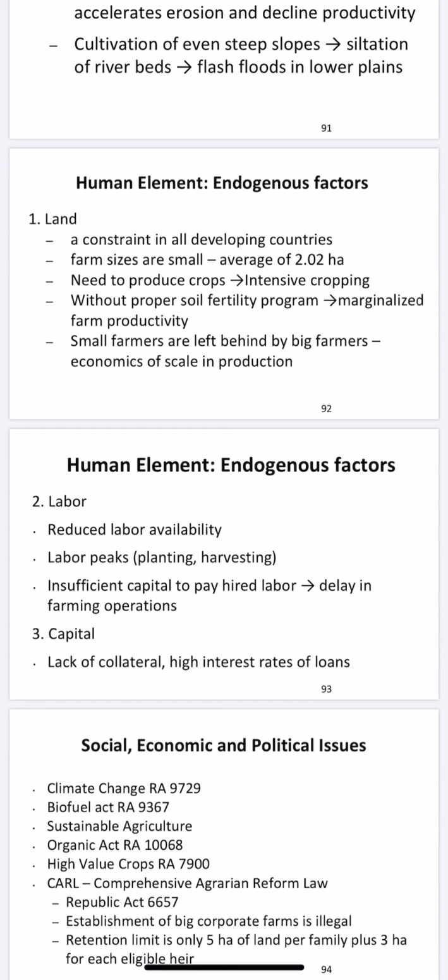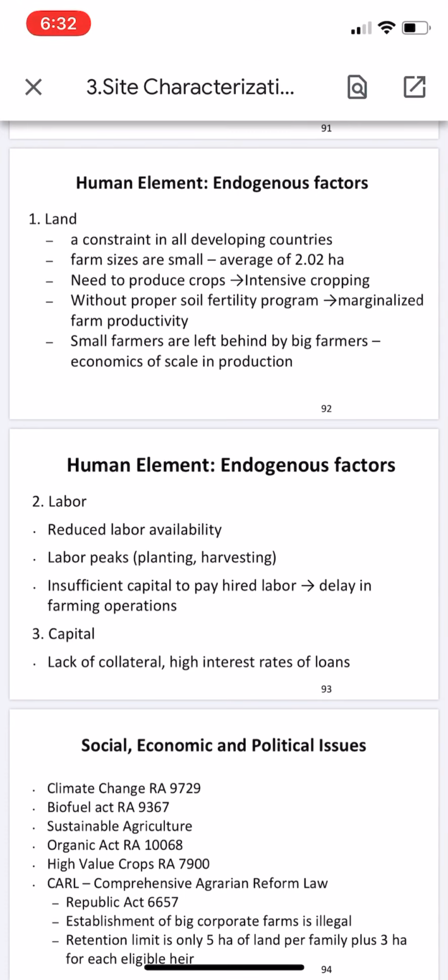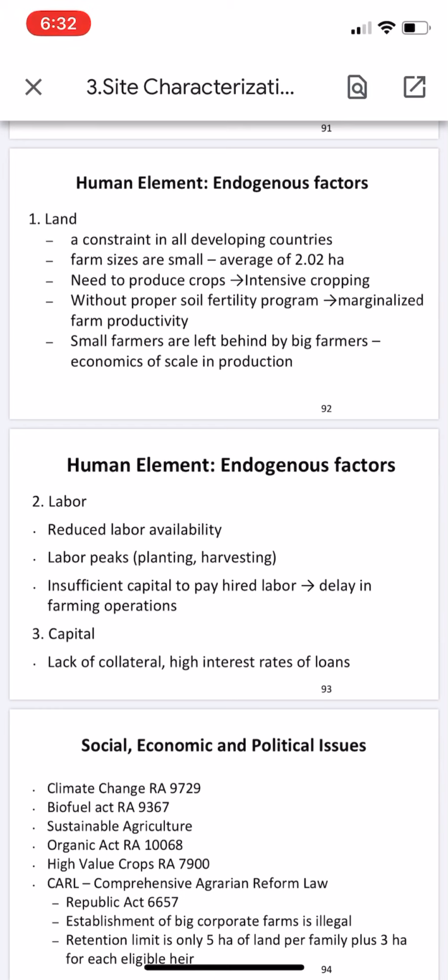And lastly, the social, economic, and political issues. This includes climate change, which we have discussed earlier, the Climate Change Act, Republic Act 9729, the Biofuel Act, Republic Act 9367, the Sustainable Agriculture and Organic Agriculture Act, Republic Act 10068, the High Value Crops Act, Republic Act 7900, and the Comprehensive Agrarian Reform Law under Republic Act 6657, where the establishment of big corporate farms is illegal, and the retention limit is only 5 hectares of land per family plus 3 hectares for each eligible heir.